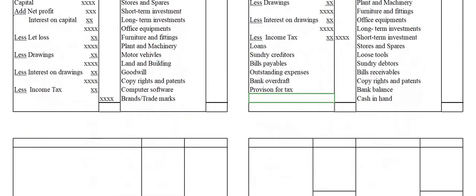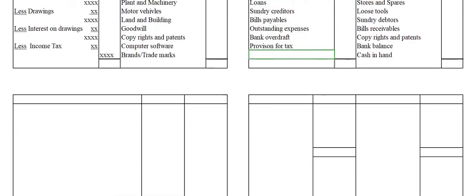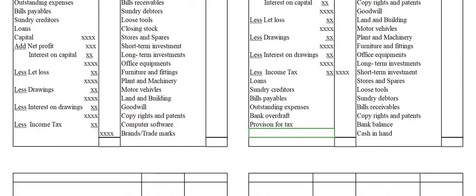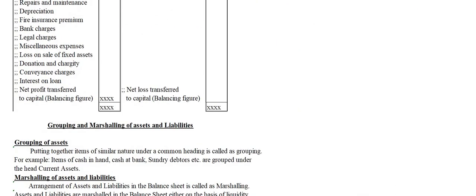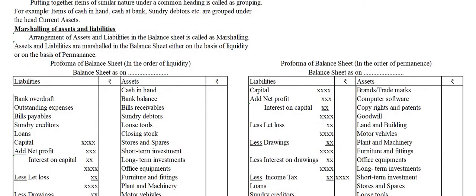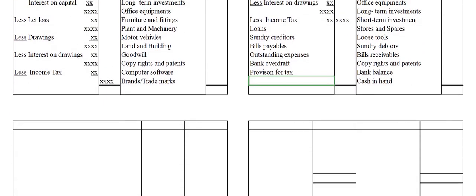Okay. Now with this format, we have studied the format of profit and loss account and how to prepare the balance sheet. Its format we have discussed, and an important short note also we have studied: grouping and marshalling of assets and liabilities. This short note is very important. It can be asked in the examination also.